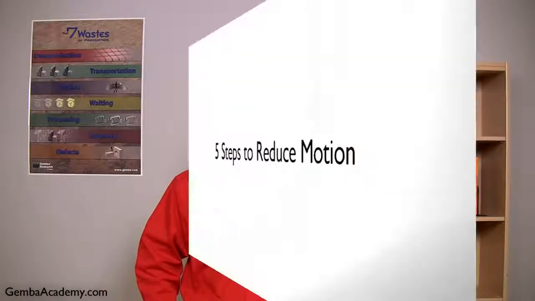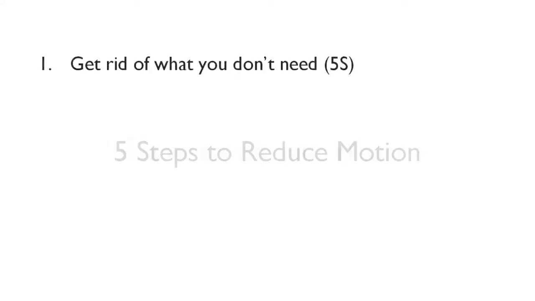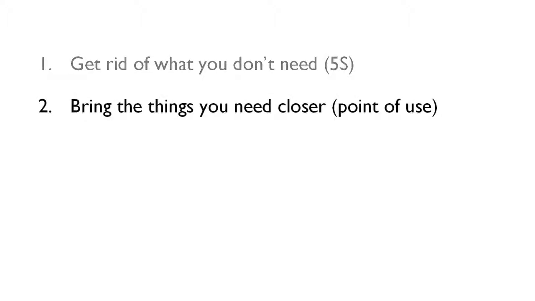Okay, to wrap up this module, I want to sort of tie all these tools and concepts together into a simple but powerful 5-step recipe to reduce motion. Well, the first step to this recipe is to get rid of the things you no longer need. Then you should focus on bringing the items, which could be tools or supplies you need on a regular basis, close to you. We call this bringing things to the point of use.